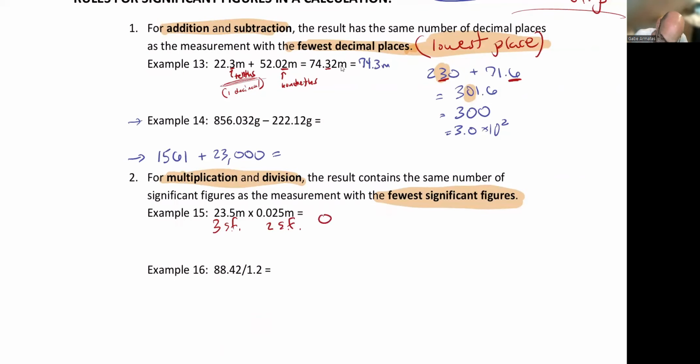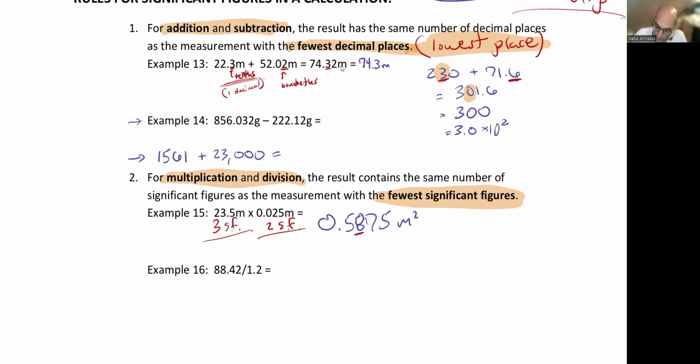I'm going to write out exactly what I would get in the calculator. 0.5875. My units, meters times meters, is meters squared. And now where do I round it? Well, I've got 3 sig figs and 2 sig figs. Where do I round? My answer is going to be to the second sig fig, because the 0.025 has 2 sig figs, and my answer therefore should have 2 sig figs. Why? Because I'm multiplying. Multiplying equals the fewest number of sig figs.